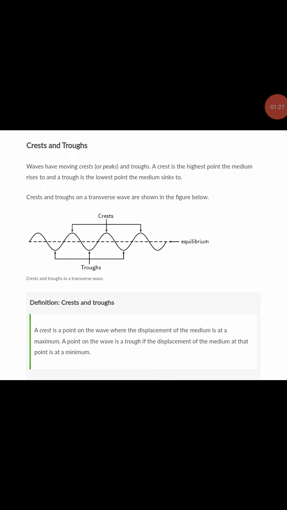Now, I was talking about crests and troughs. We can see that on a transverse wave. A crest is a point on the wave where there is a maximum displacement of the medium, while the trough, the one below, is where the displacement of the medium is at a minimum level. Waves have moving crests and troughs. Crests are at the peaks and troughs you can see below. All right, so that is just a summary of what we can find on a transverse wave.